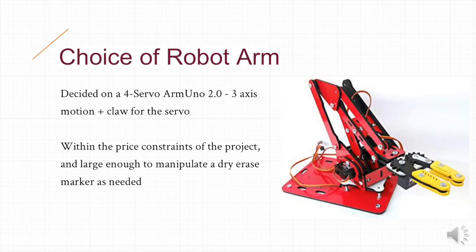To meet our project requirements, we needed a robotic arm large enough to hold the dry erase marker with 3 degrees of freedom and a price point of less than $75. After doing some comparison shopping, we settled on the 4-servo Armuno 2.0. This large composite wood arm met all of our project specifications at a price point of only $40.